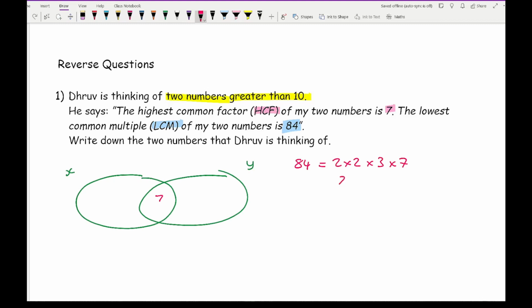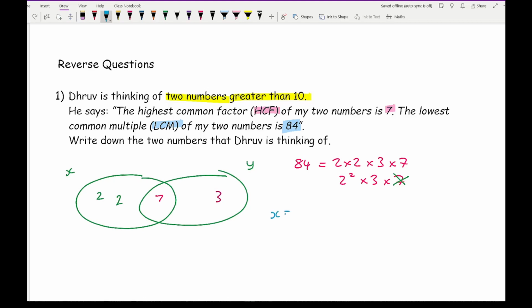So if I just collect these up, I've got 2 squared times 3 times 7. Now 7 has already been taken because that's the number in the middle. So I've got 2 sections and 2 numbers left to place. So here is going to be a 2 and a 2, and on the other Venn, the ellipse is going to be a 3. Now I can then work out what the 2 numbers are going to be.